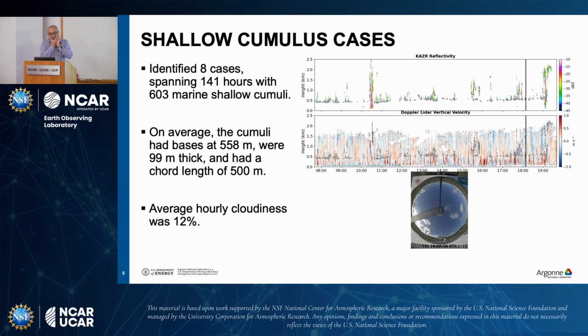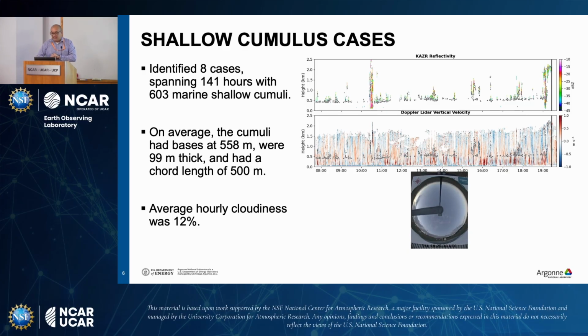Pretty good. So on average, about 558 meters was the cloud base height for our case. The clouds were only 99 meters thick, so only 100 meters thick, which is not that thick, about 3 radar range gates when you think about that. It's pretty thin clouds. And the chord length, or the width of the clouds, was 500 meters. It's pretty substantial in my mind to capture that. And very consistent with previous studies, the hourly cloud fraction was about 12%. So very small, very thin, wimpy clouds in this case.